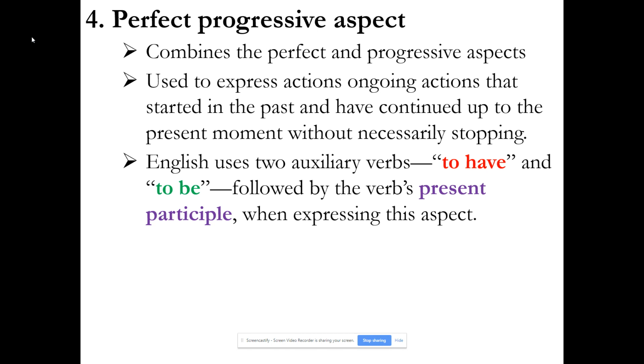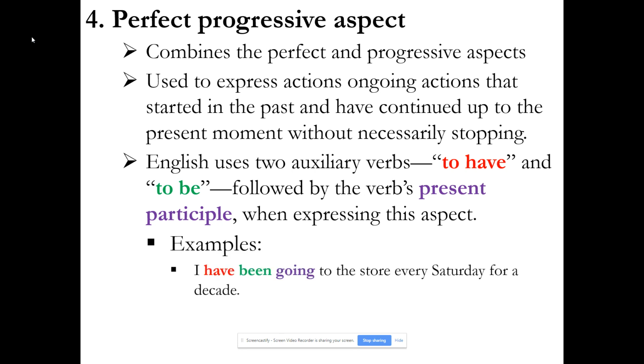We need to have and to be, just borrowing both auxiliary verbs. And then, of course, we use the present participle for the progressive. So, I have been going to the store every Saturday for a decade, right? Going to the store is something that has been an ongoing action, right? And with respect to right now, it's been happening for a long time in the past. It's been ongoing up until the present moment, right?